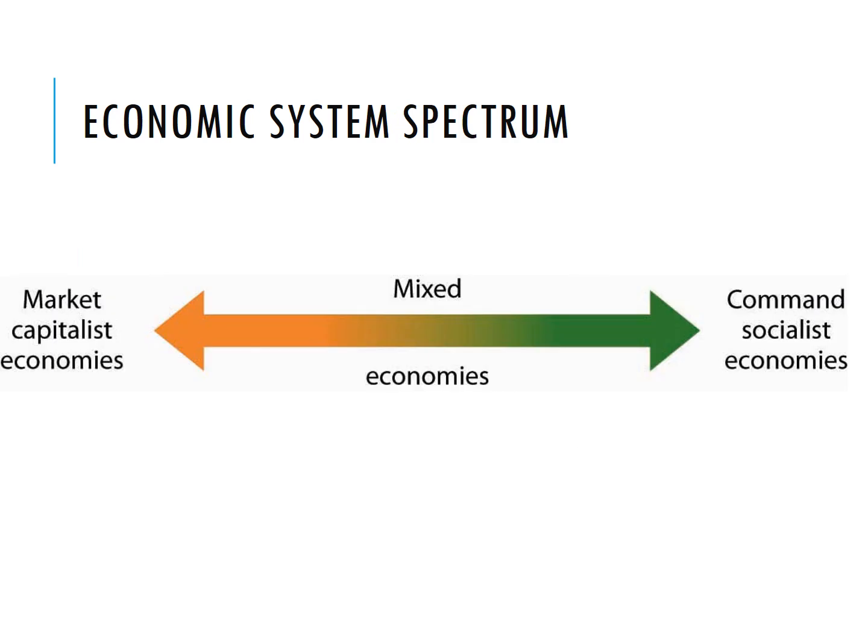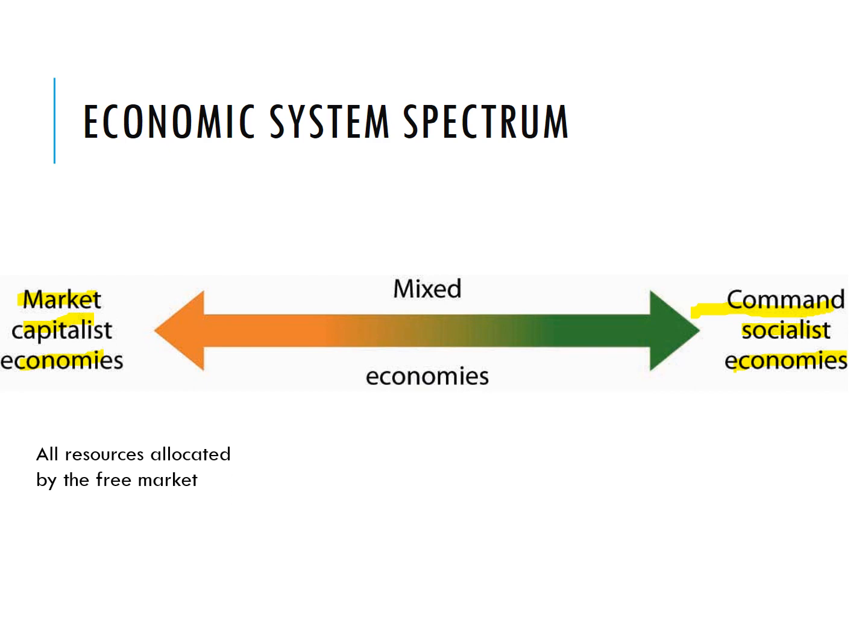So the 2 different extremes: at one end a market capitalist, or sometimes known as a free market economy, and at the other end a command economy, sometimes known as a socialist economy. And there are very few examples of a pure free market economy, and there are very few examples of a pure command economy. Most economies lie along a spectrum, somewhere in between.